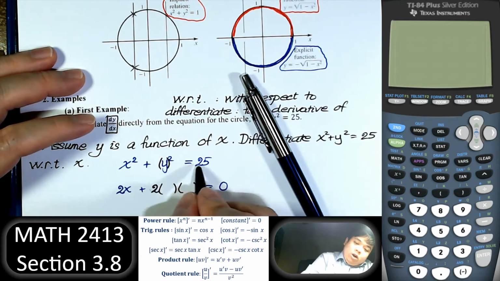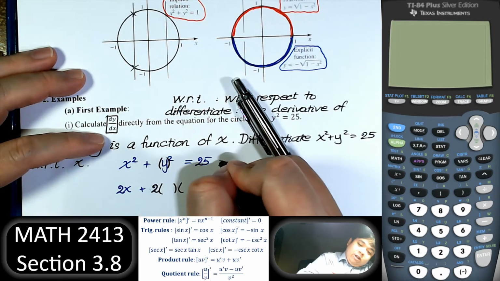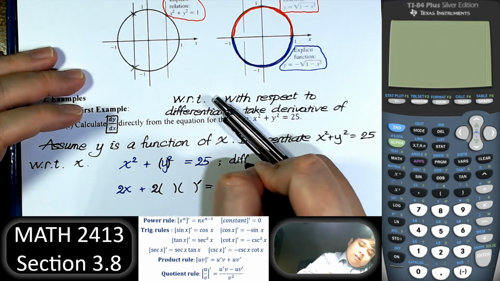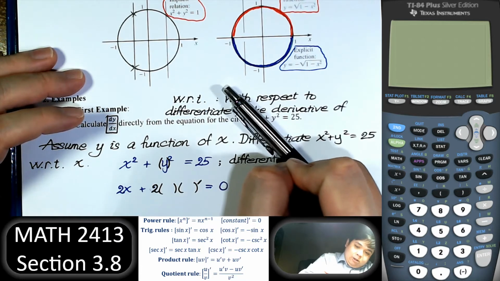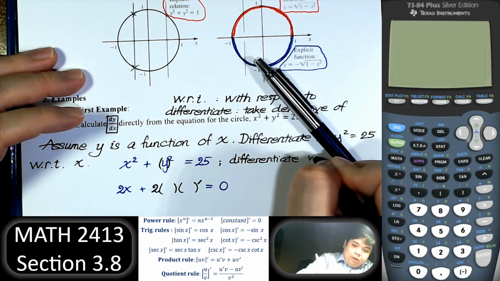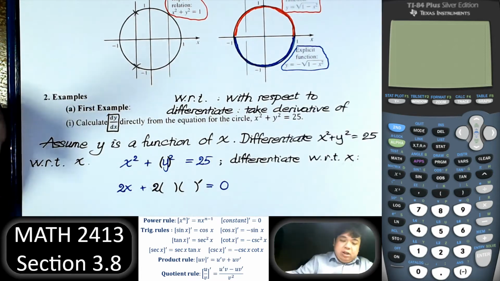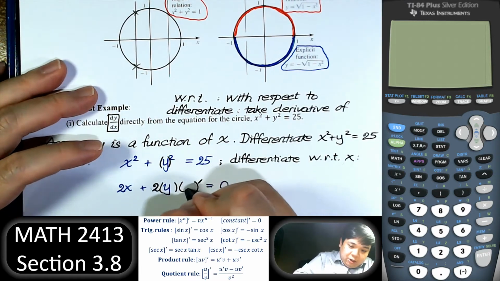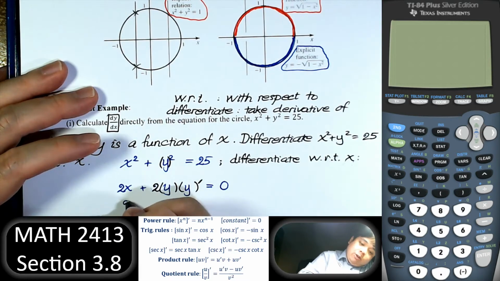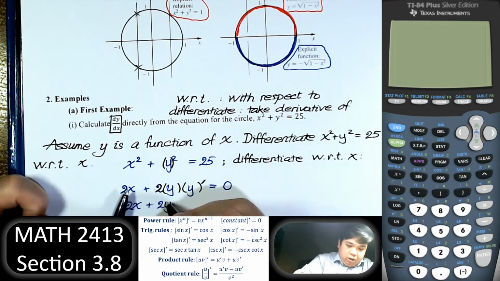So x squared plus y squared equal to 25. We differentiate with respect to x. With respect to x, that gives us this. Now inside that is y prime. So we have 2x plus 2y, and then y prime.